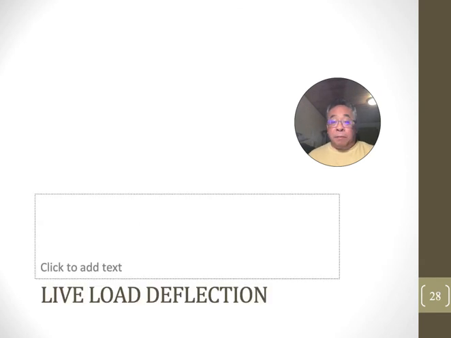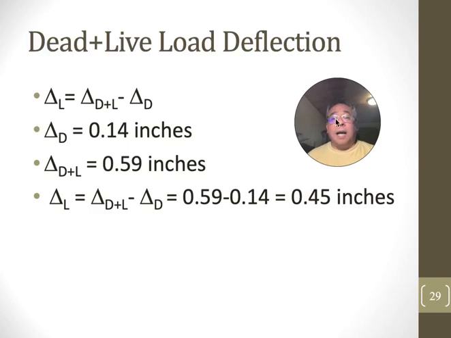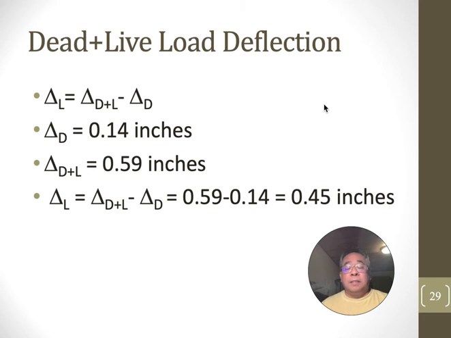And so what we are doing this all for is to get the live load deflection. And the live load deflection is dead plus live deflection minus dead. And so we got 0.59 just now, and in the previous video, 0.14 for dead. And so when you subtract them, you get 0.45 inches for the live load deflection. And in the next video, I will do the long-term deflections.